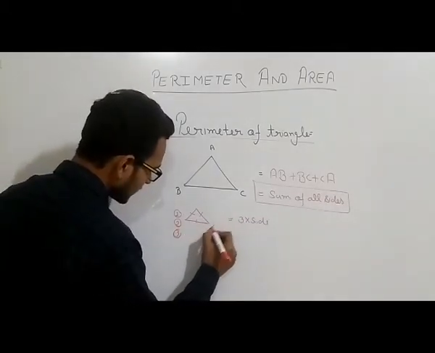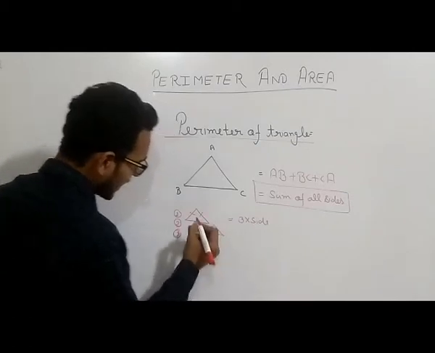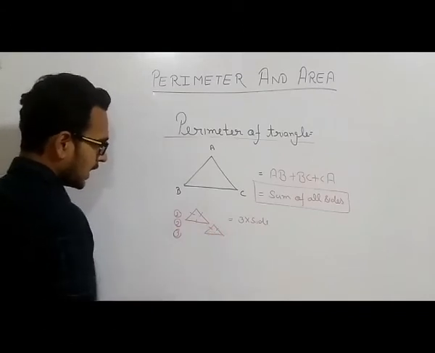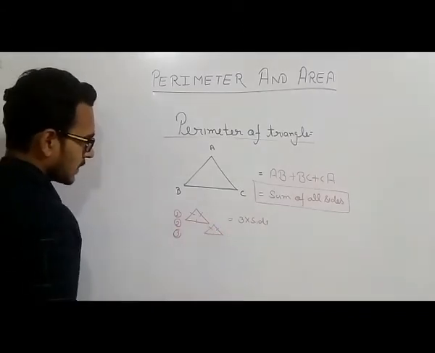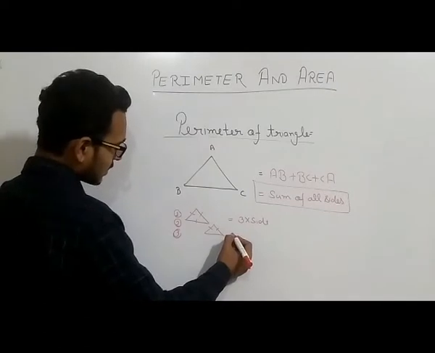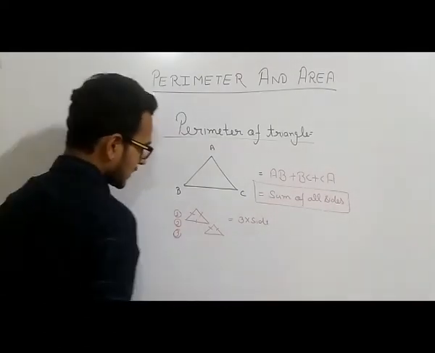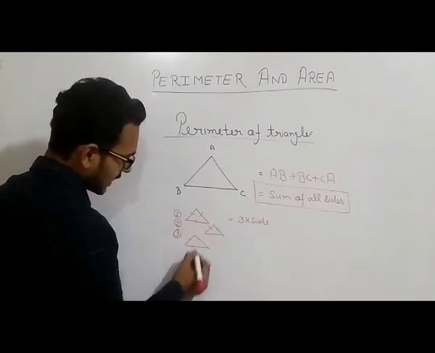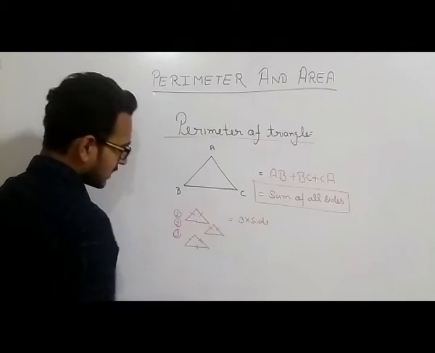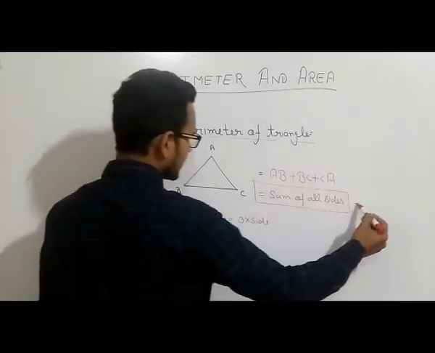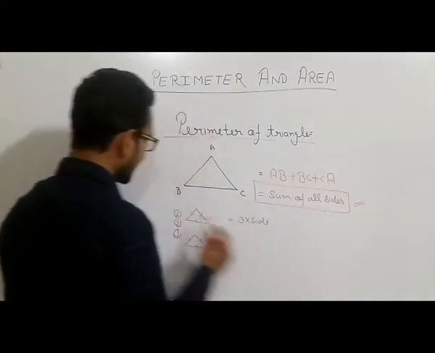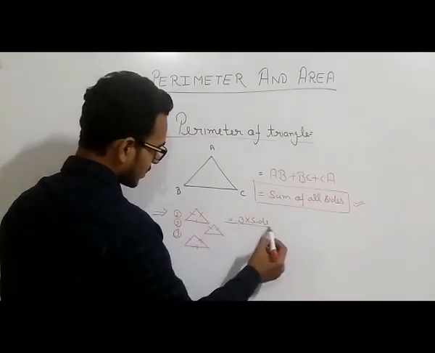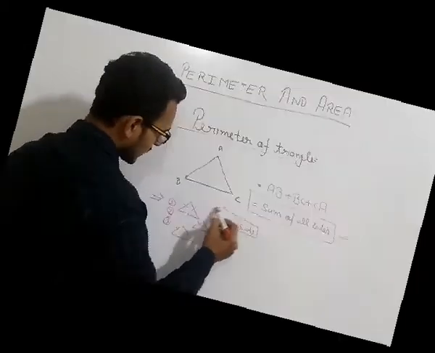The second type of triangle is the isosceles triangle. In an isosceles triangle two sides are equal, any two sides. Here the perimeter of the triangle is the sum of all sides. In the third one, the scalene triangle, all sides are unequal. In this situation, the perimeter of the triangle is the sum of all sides. But in an equilateral triangle, you can say the perimeter of the triangle is 3 into side.